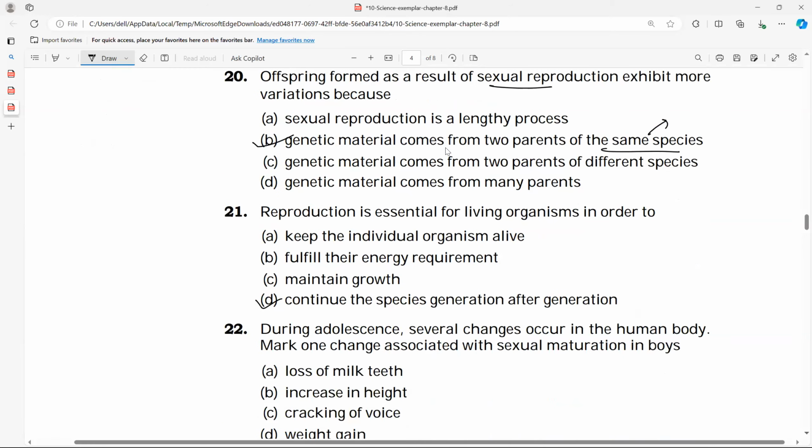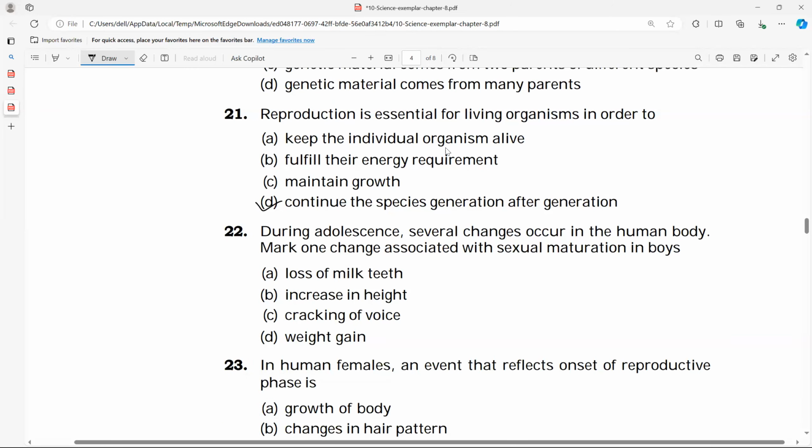And secondly, it produces variation which provides survival advantage. Next, question number 22, option C. During adolescence, several changes occur in the human body. Mark one change associated with sexual maturation of boys. Increase in weight, increase in height, cracking of voice. Yes, cracking of voice is important.